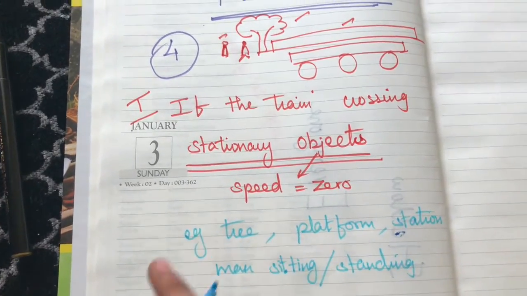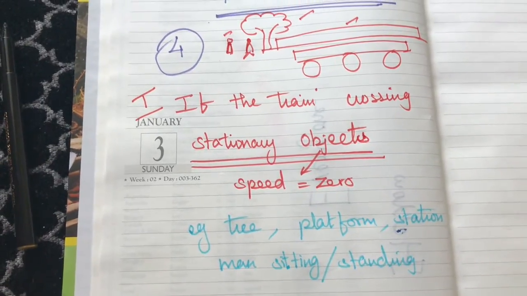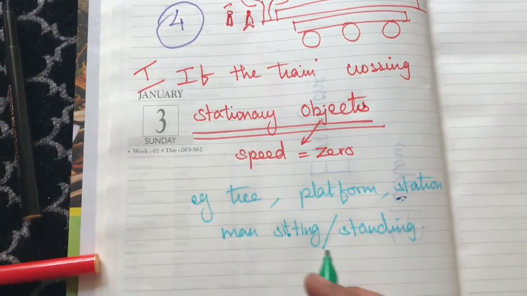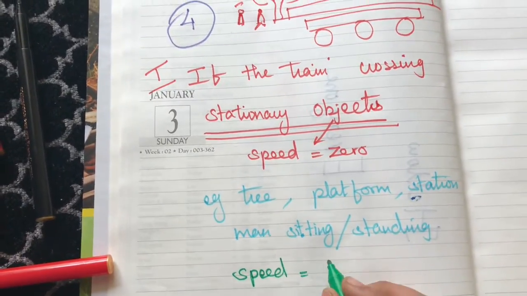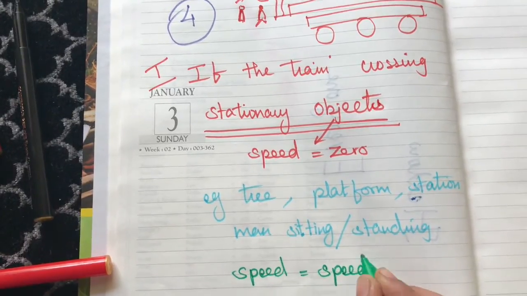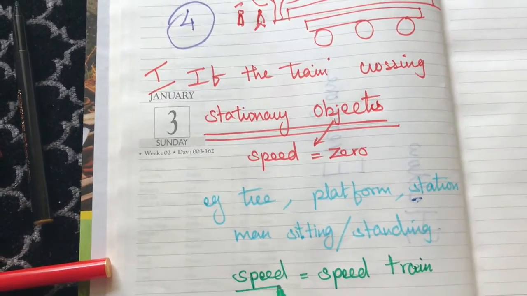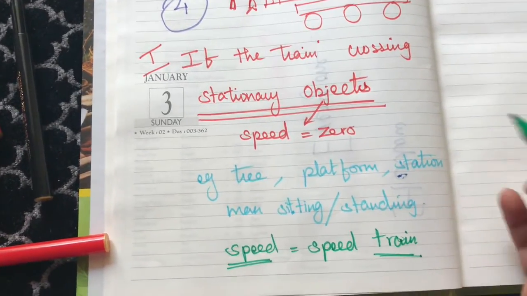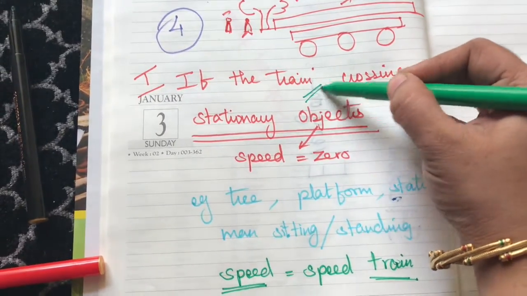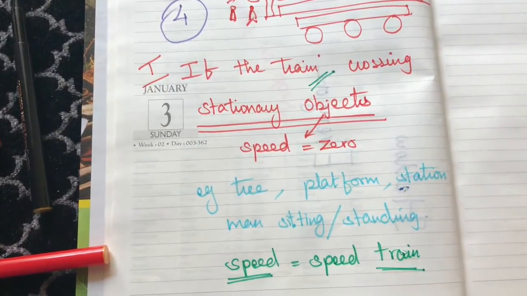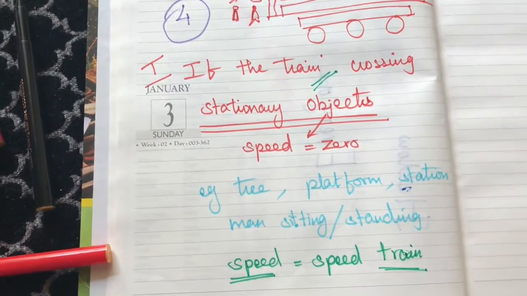So in these conditions we need to take the speed. Speed will be equal to the speed of the train. Why? Because the object has zero speed, so we can directly take the train speed. We need to take the speed which is equal to the speed of the train.